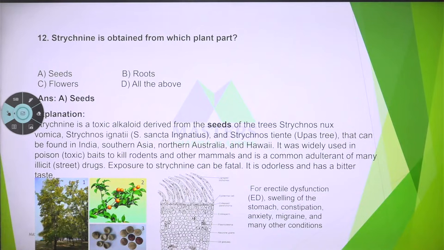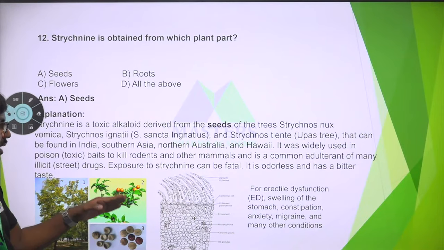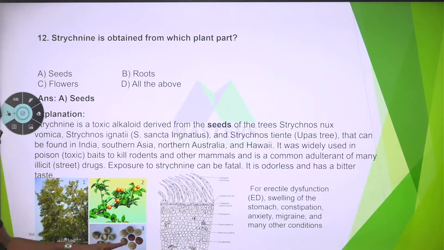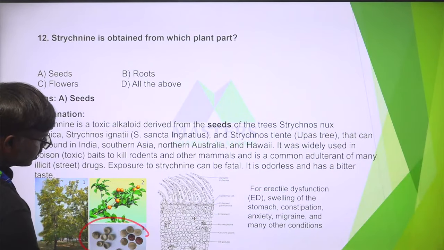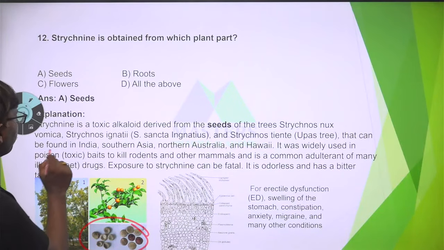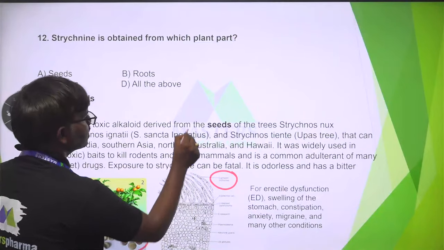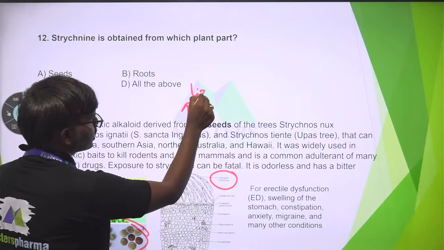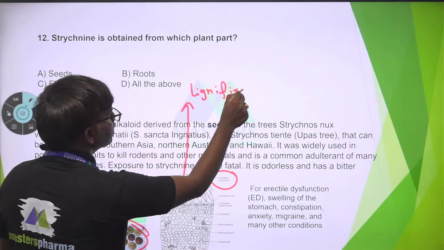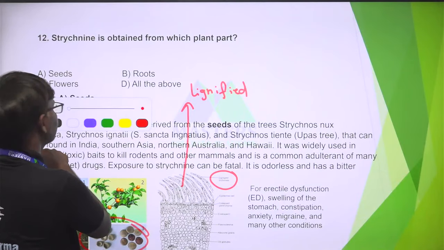So this is the plant, Strychnos nux-vomica. It looks very beautiful and attracts, but if you eat it, it will kill you, right? Remember. This is also Strychnos nux-vomica. These are the seeds. Remember, don't eat this kind of seed if you come across it. The important point about Nux vomica: lignified trichomes. If you are discussing Nux vomica, you must remember lignified trichomes.